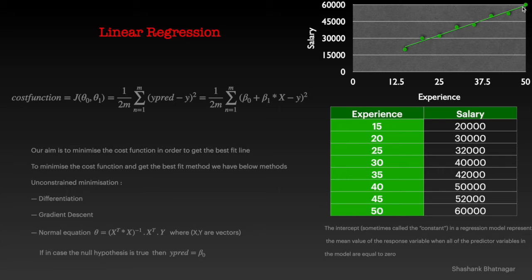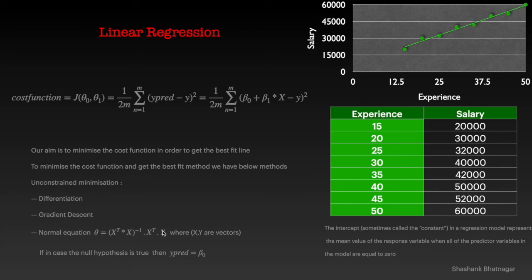In order to minimize the cost function, there are certain methods that we can use. For this particular kind of linear regression problem, we are using unconstrained minimization, where we will use different methods like differentiation and gradient descent. For the normal equation, we can also use this formula to get the coefficients: X transpose X, inverse of that, into X transpose dot Y. We will look into that in detail.